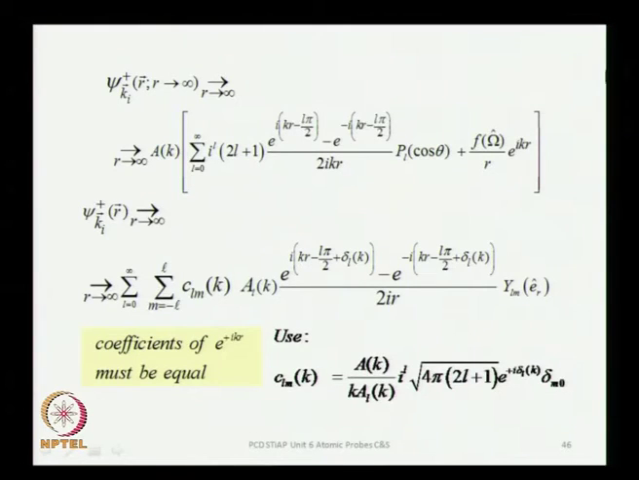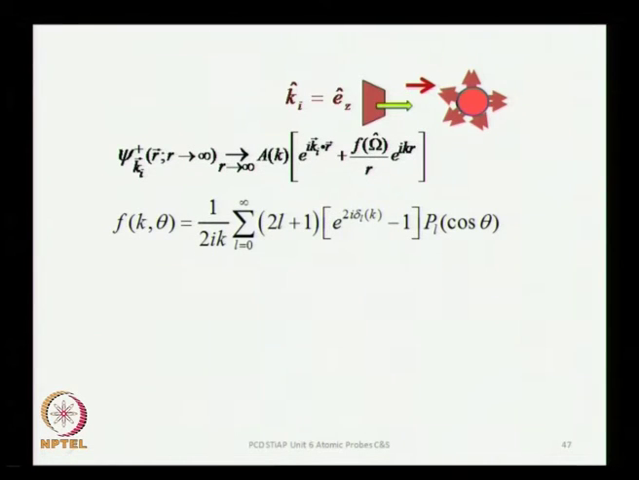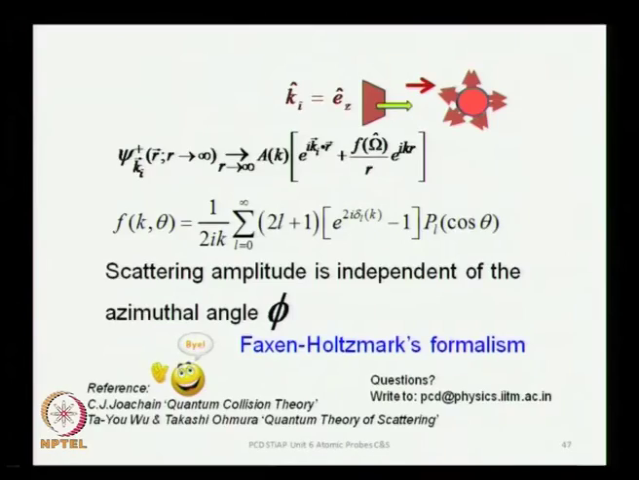of the outgoing wave, in which we have used this solution to the coefficient C, which we already obtained in the previous step. And by doing this analysis, you get the scattering amplitude in terms of the scattering phase shifts, and this is simply by comparing the coefficients of the corresponding terms. Only the coefficients of the spherical outgoing wave must be exactly equal. This is a very important result in scattering theory. This is sometimes called the Faxen-Holtsmark formalism, and it gives the scattering amplitude. It is obviously independent of the azimuthal angle phi, and I will proceed from here in the next class.